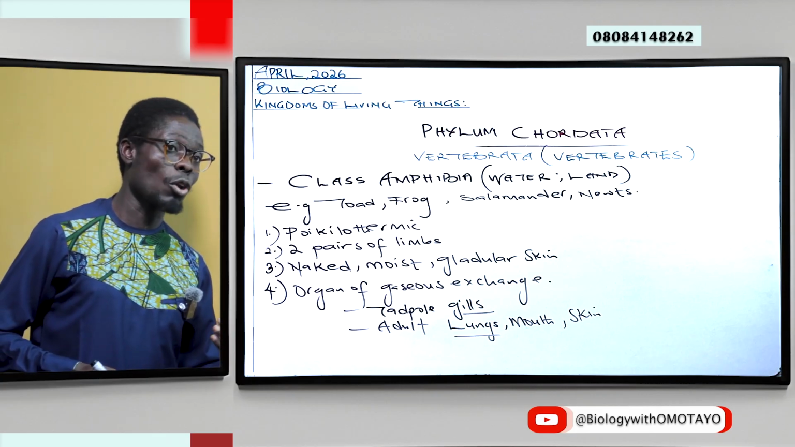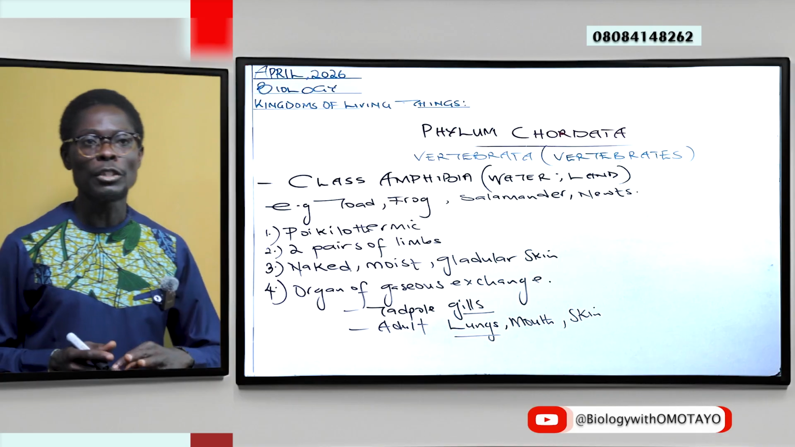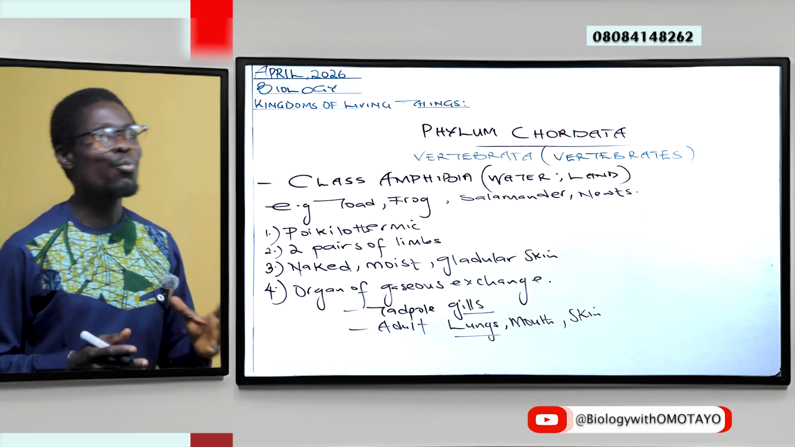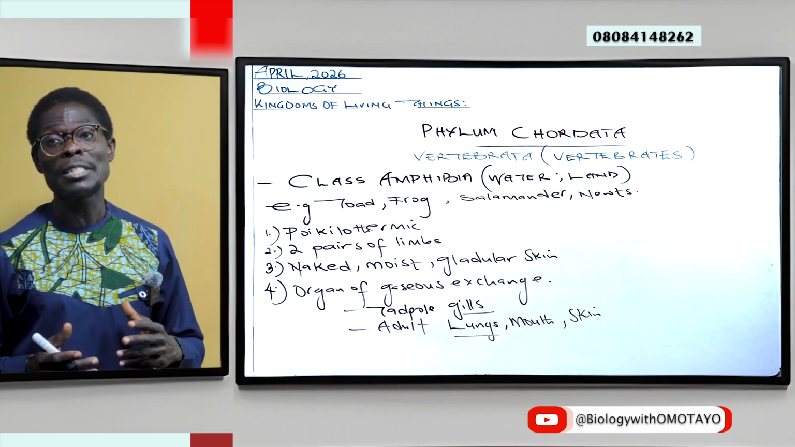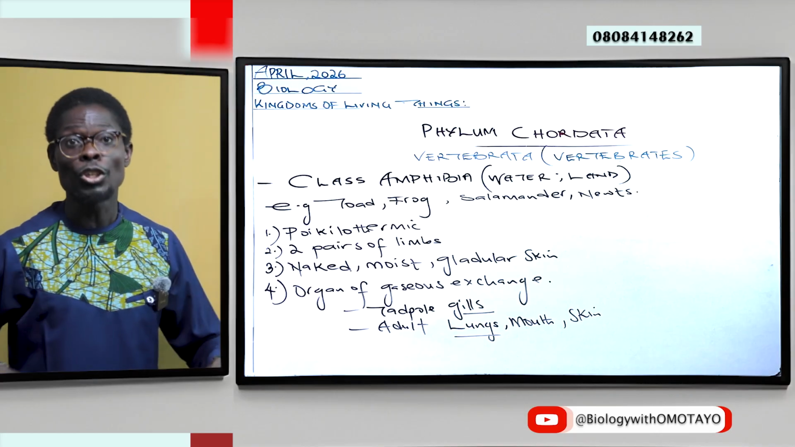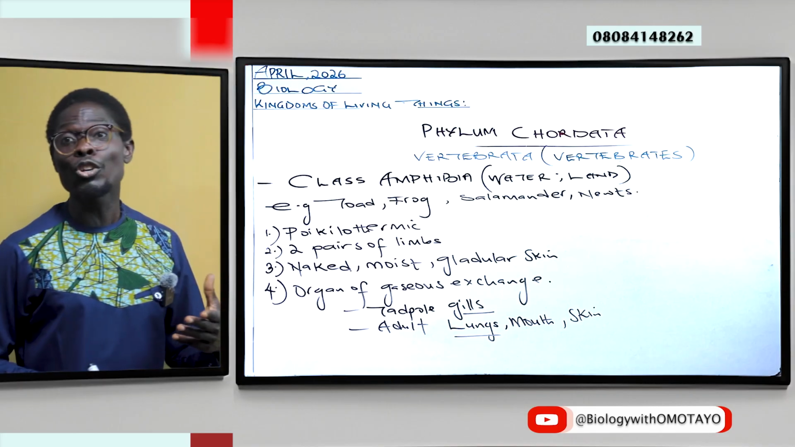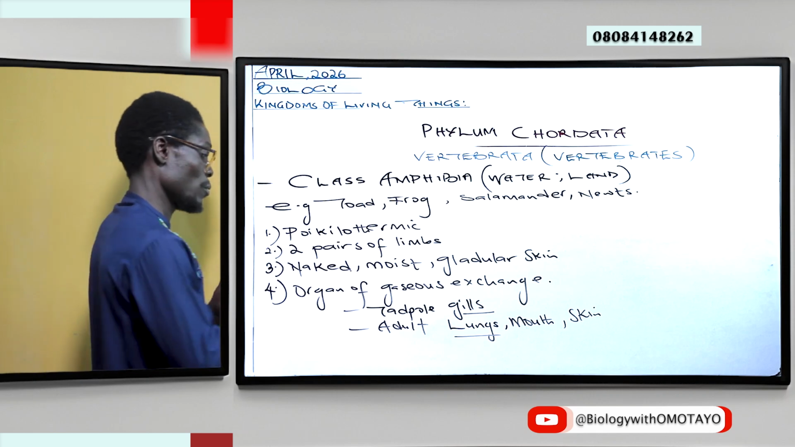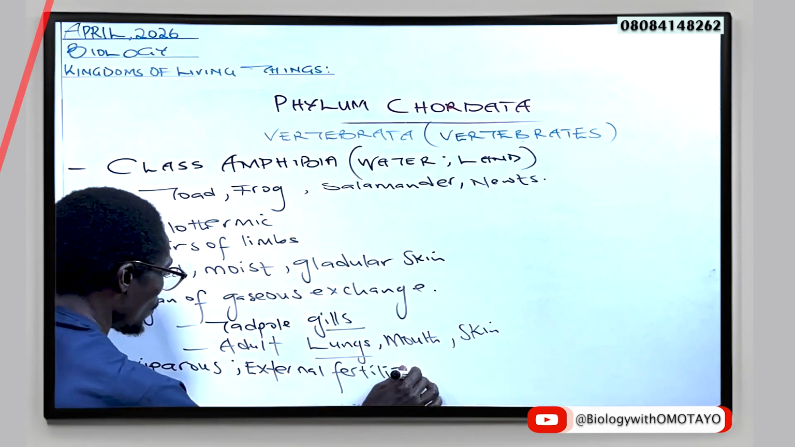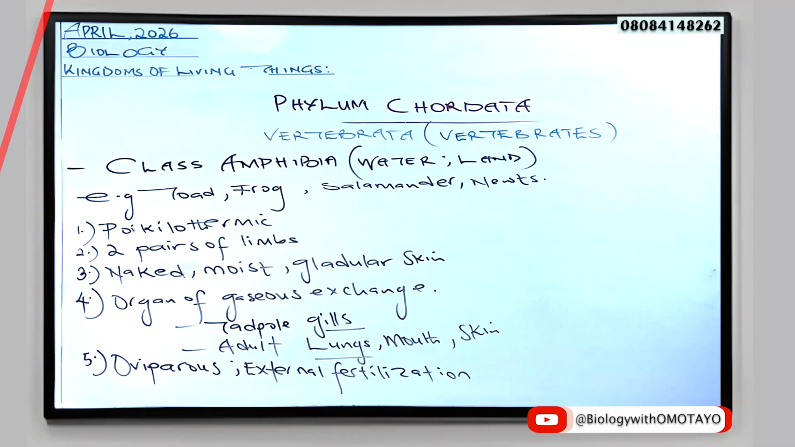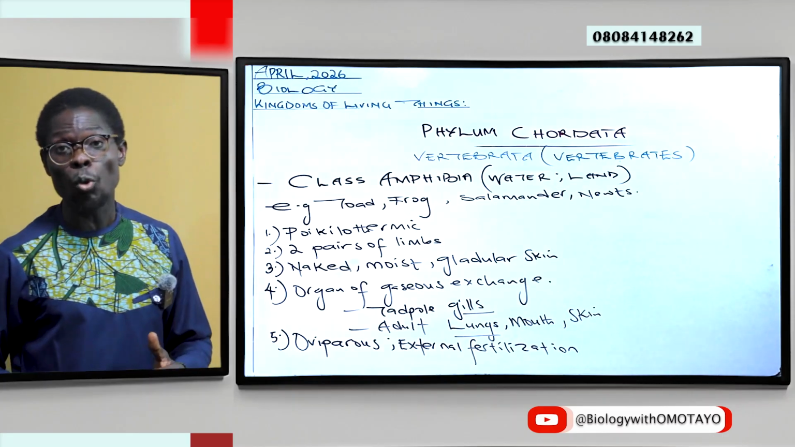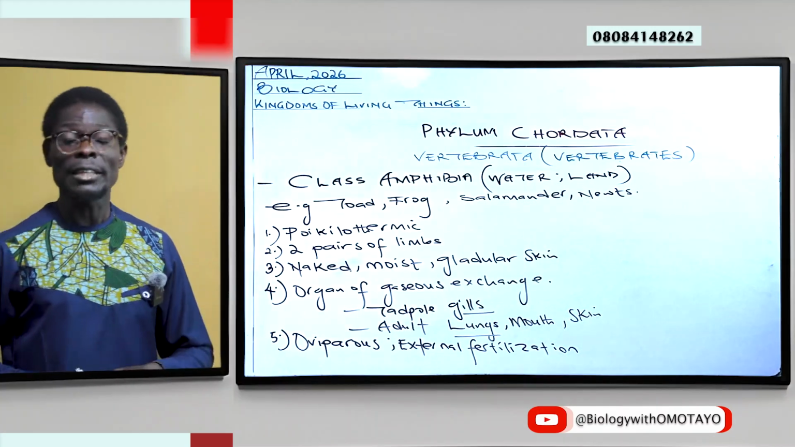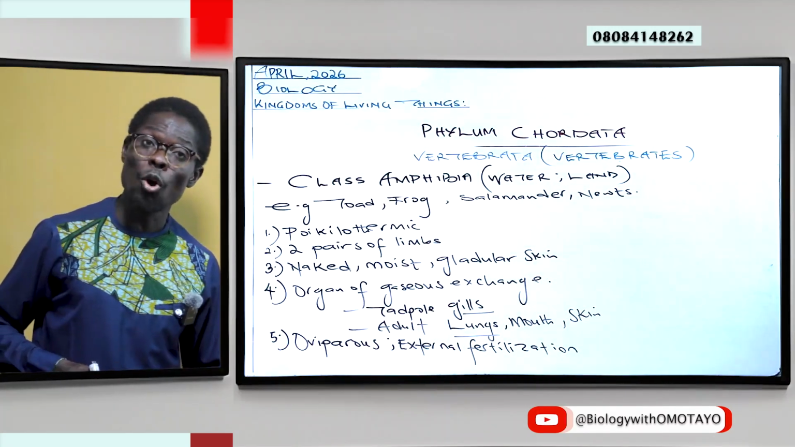Earlier, I made mention of movement. The majority have webbed feet. This aids the ability to easily move in water. They are equally oviparous and carry out external fertilization. Earlier I shed light on the meaning of the word oviparous. It simply means organisms that lay eggs in efforts to give rise to their young ones.